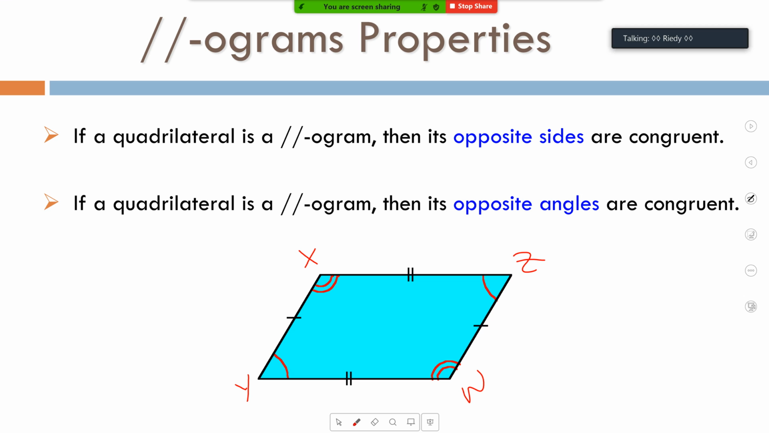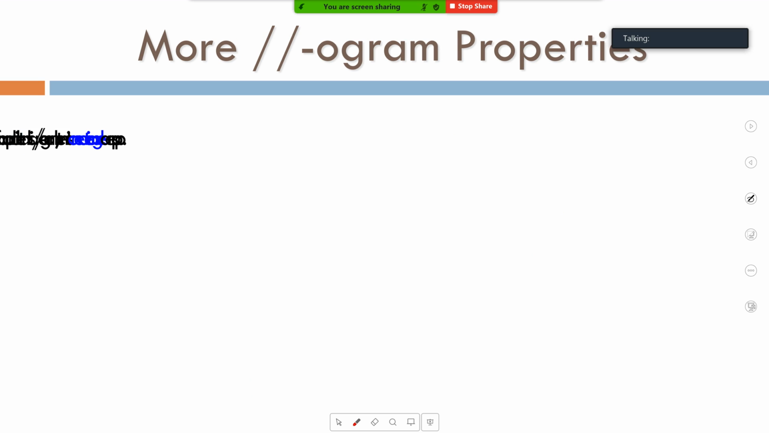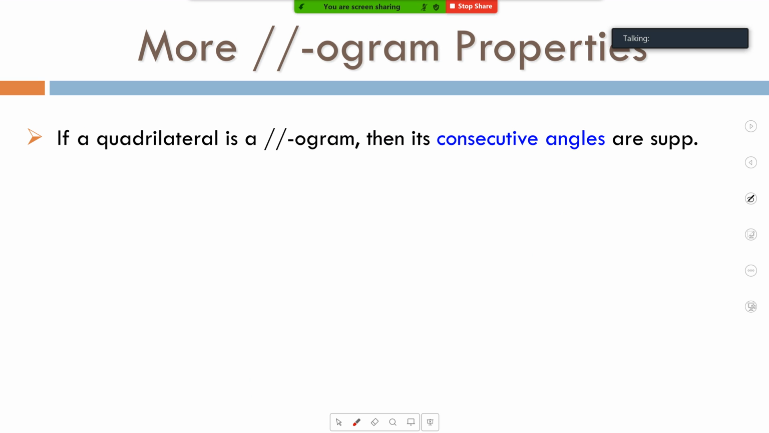Anybody else? Same side interior angles? Very nice. That's why they're supplementary. Consecutive angles, adjacent angles, same side interior angles, all of those say the same thing. The angles next to each other are going to add up to 180 degrees.